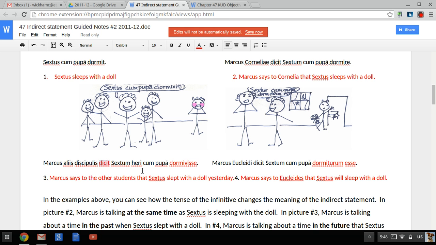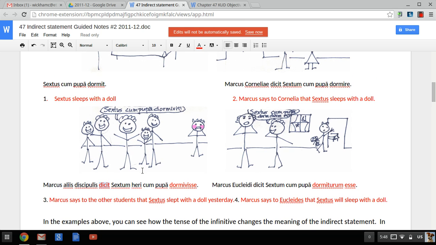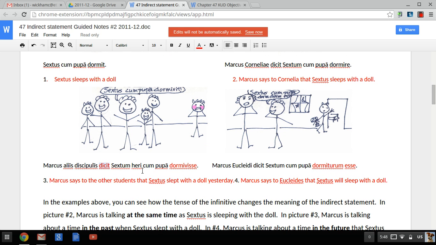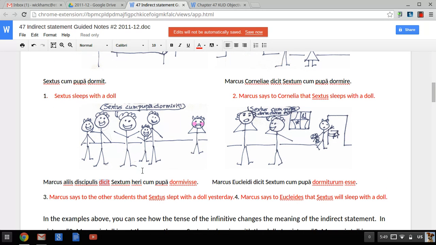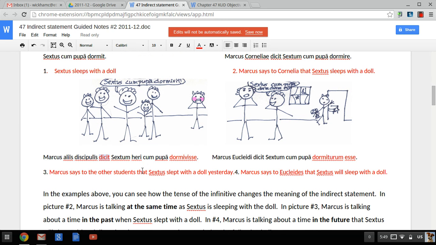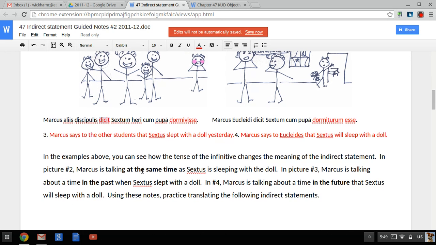Again, the translation changes only a little bit, just to show when the indirect statement happened in relation to the verb of the head. We'll do more practice with that when I'm back on Thursday. So if that isn't making sense to you now, don't worry. Just keep these notes as a reminder for how you translate these new forms of the infinitive. So in the example above, just to summarize what it says at the bottom here, you can see how the tense of the infinitive changes the meaning of the indirect statement.